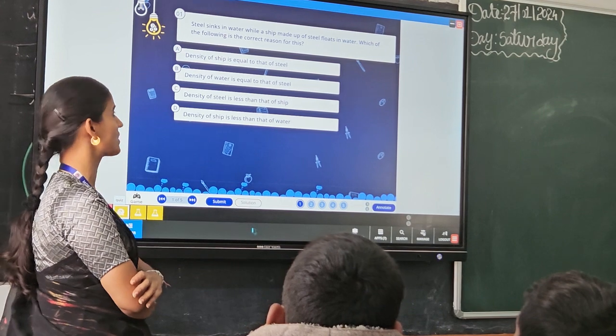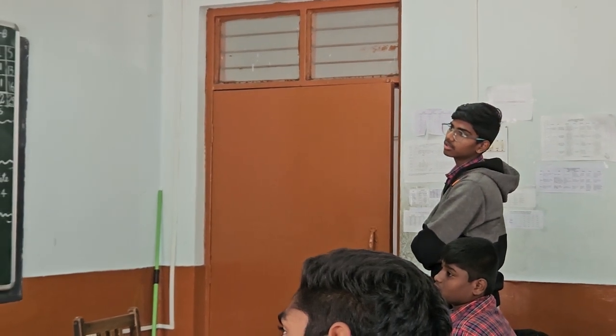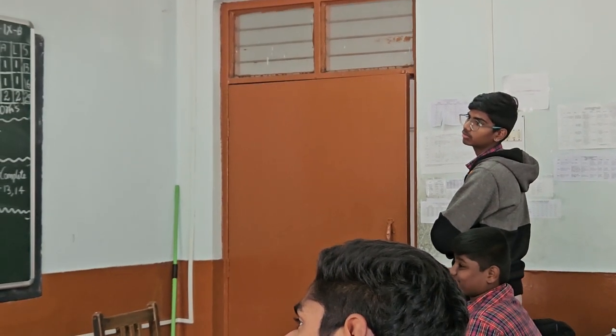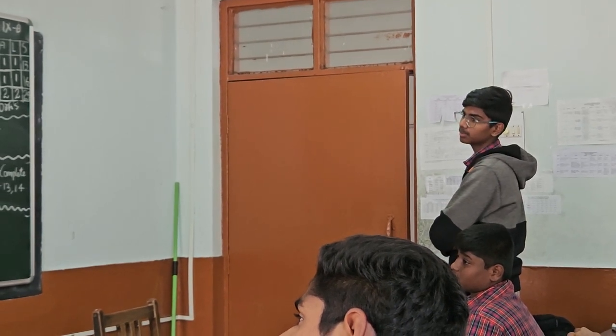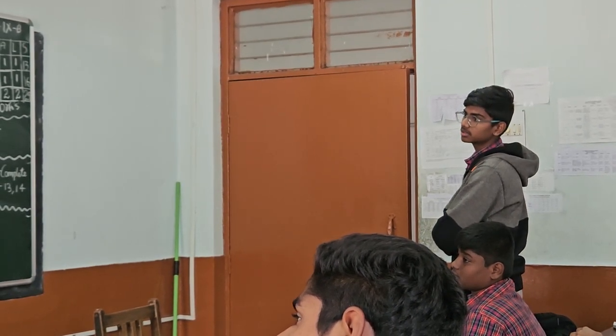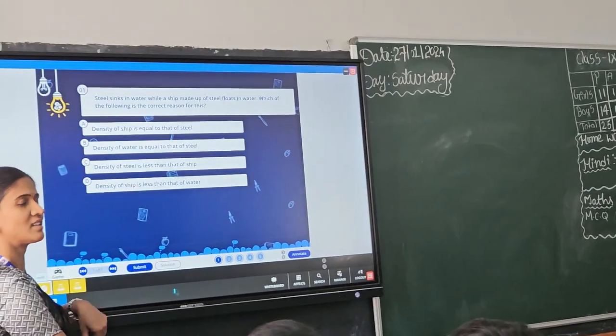Which of the following is the correct reason? Read the options. Density of ship is equal to that of steel. Density of water is equal to that of steel. Density of steel is less than that of ship. Density of ship is less than that of water. Sit. Who will tell the answer? Raise hands.